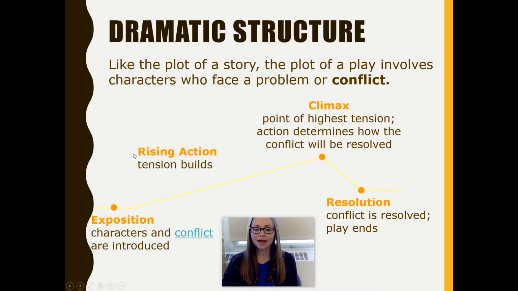Then you have the rising action, and your rising action is where the tension builds. It's all of the events that happen before the climax. And the climax is the most exciting part of the story. It's the point of the highest tension. The action determines how the conflict will be resolved. Okay, so after the most exciting part of the story or the play, you have your resolution, and that's how your conflict is resolved, and then that's where the play comes to an end. So just like with a story, a drama or a play has a plot chart too. Any story has a plot chart because without plot, you wouldn't have a story.